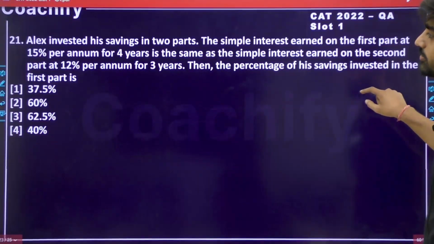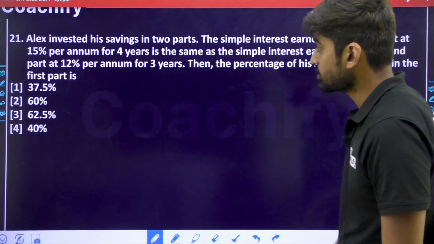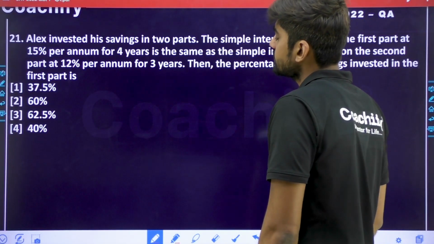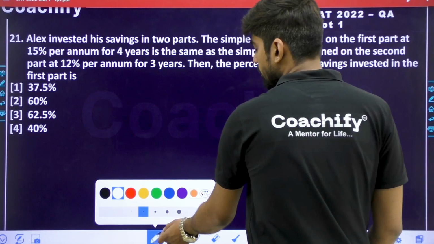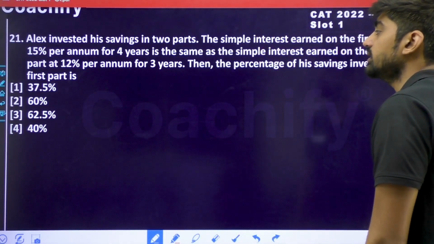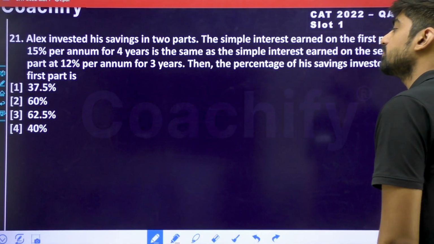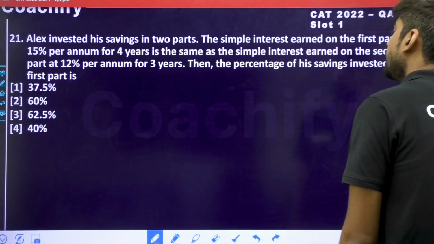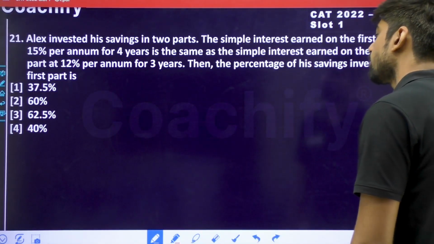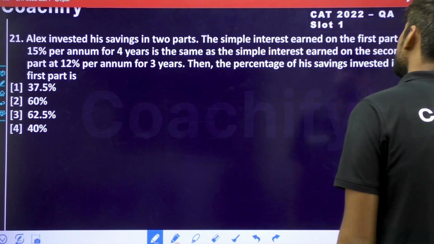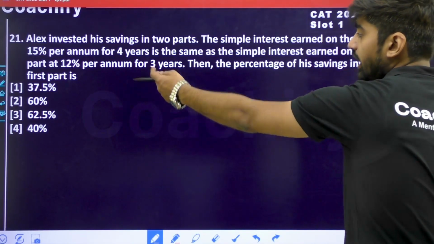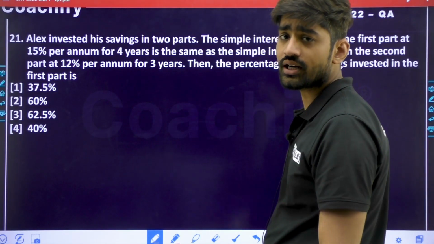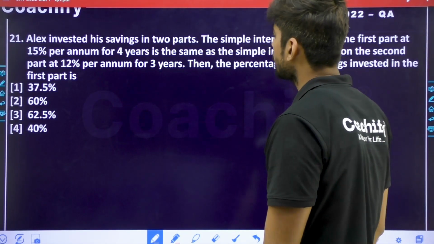towards the next question. That's a good question on SI and CI. This is an easy one. The question says Alex invested his savings in 2 parts, and from the first part he is getting 15% per annum for 4 years. That means 60% per annum for 1 year. The interest from the second part is 12% per annum for 3 years, or 36% per annum for 1 year. Now these two values are equal.